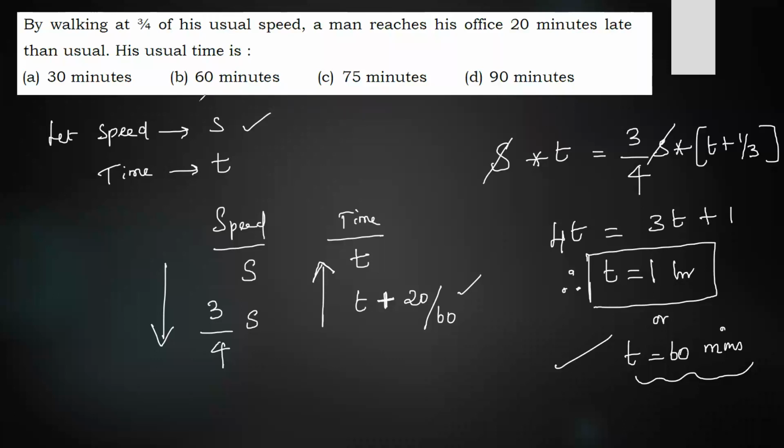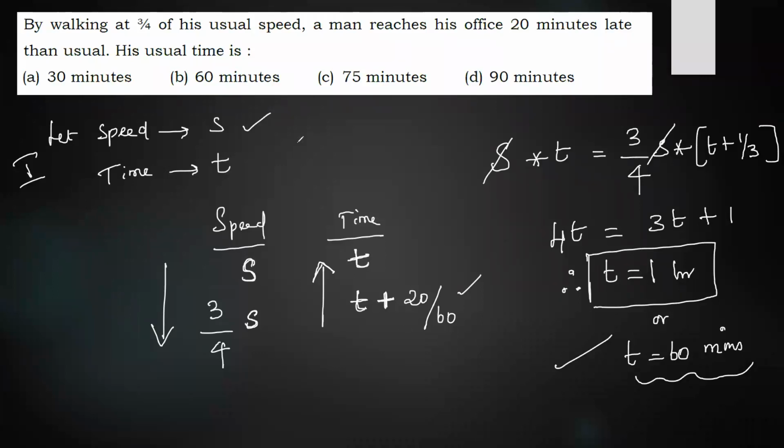Actually, I will explain this one by the mathematical method first, then I'll go for the shortcut. The speed I'm taking as S and normal time T. This is my normal speed and normal time, usual speed and usual time. If I go at usual speed, I'll reach on time. Suppose I reduce my speed to 3/4, then my time will get added by 20 minutes late.